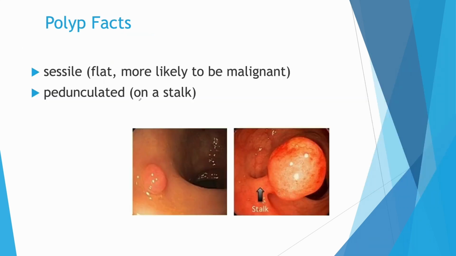We mentioned earlier that sessile polyps, because of their shape, tend to be more malignant, and that is when it hugs the lining, so it's pretty flat. Whereas pedunculated means on a stalk. These are less malignant. This little stalk is what makes it pedunculated.